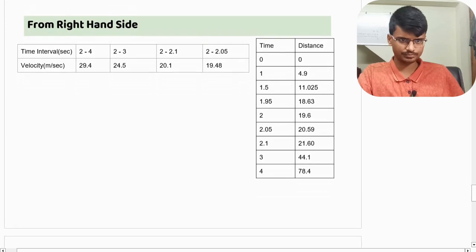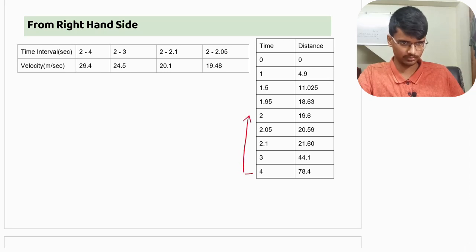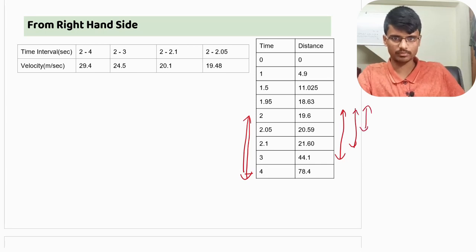Okay, so from right to left, the intervals we'll be taking is between 2 and 4, then between 2 and 3, then between 2 and 2.01, and then 2 and 2.05. Okay, so intervals 2 to 4, 2 to 3, 2 to 2.01, 2 to 2.05. So again the same thing, I'll just write it down. This is our 2, this is our 3.